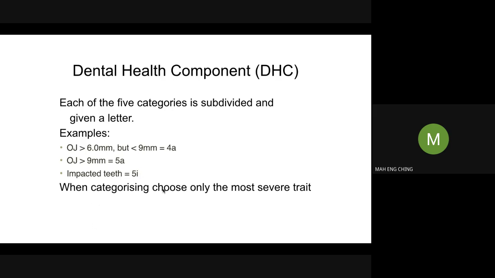So when categorizing, choose only the most severe trait. So let's say you have 4A and 5I. Of course, you go for the 5I, because 5I is more severe compared to 4. 5 is more severe compared to 4. So you go for the 5.